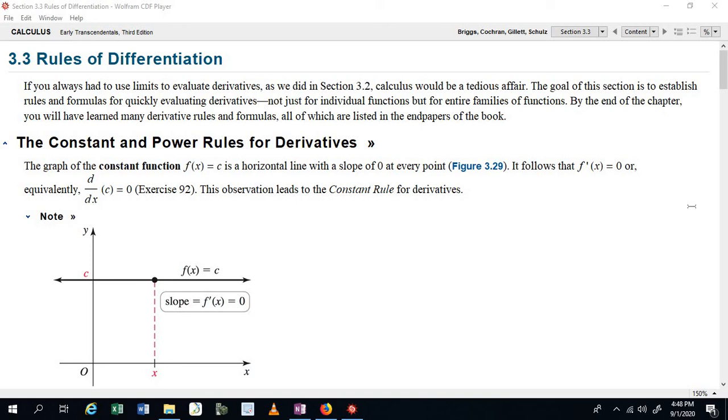Hello again. In this video, we're going to begin talking about the material from section 3.3, which is about the rules for derivatives. Now, in the previous section, we introduced the limit definition of a derivative, and we found the derivative of various functions using that limit definition. But oftentimes, it can be very tedious to find the derivative of a function using the limit definition of a derivative. So our goal in this section is to come up with some rules and formulas that we can use to quickly evaluate derivatives without having to go through the limit definition of the derivative.